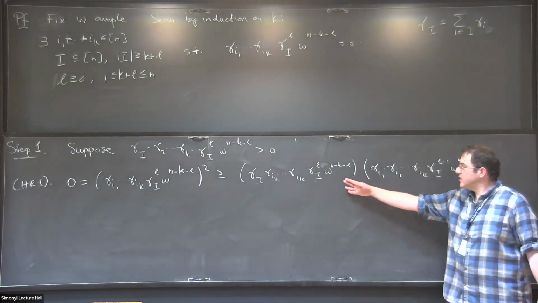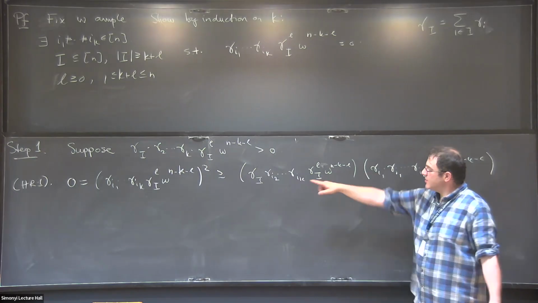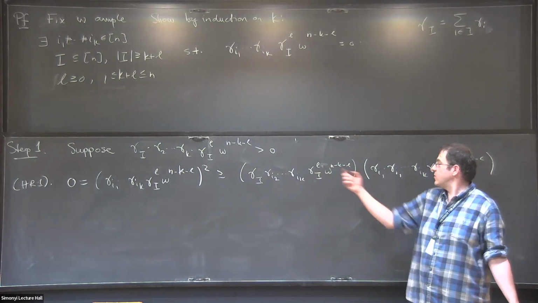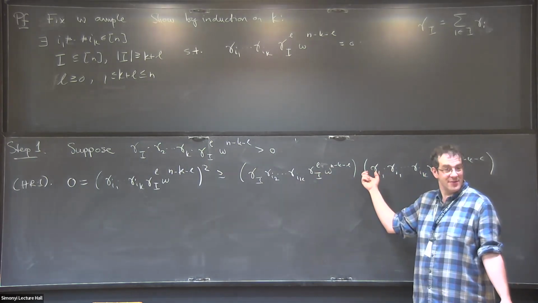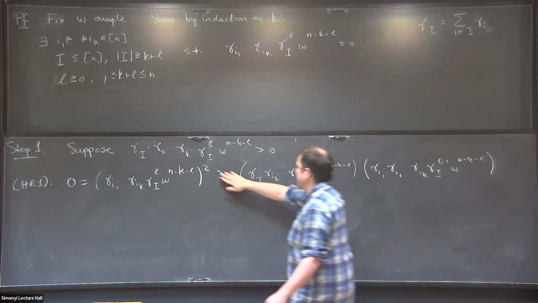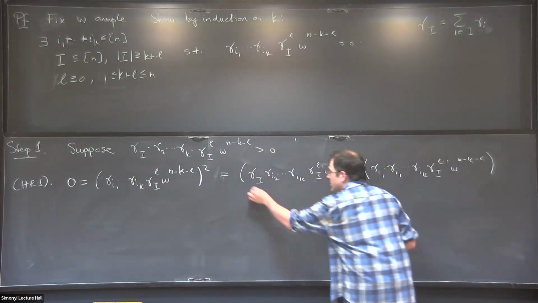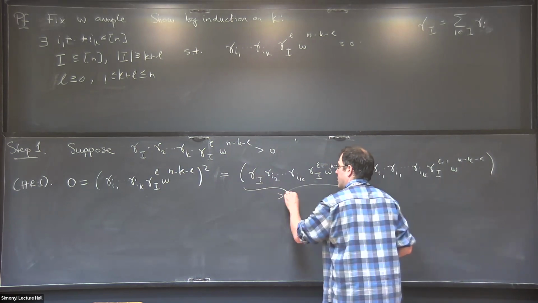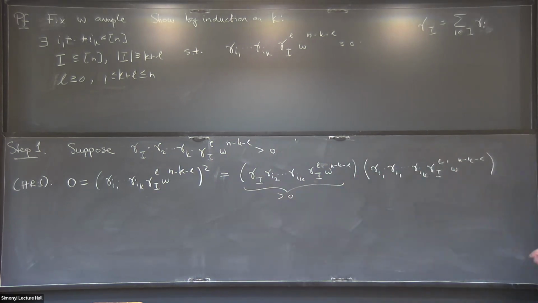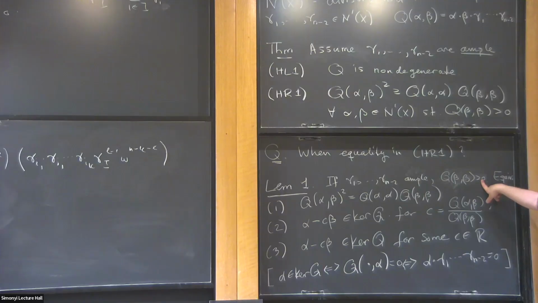Which means that these guys are positive, but the left-hand side is 0. So this is actually equality, right? So we actually get equality in HR1. On the other hand, what we assumed is that this guy is positive, right? So we can apply this lemma because we have this condition. I'm taking beta to be gamma I and alpha to be gamma I1.